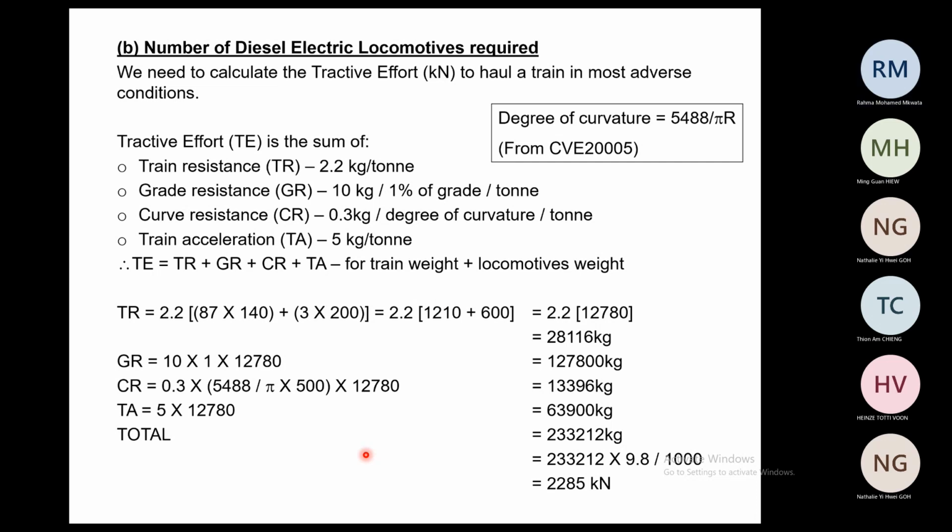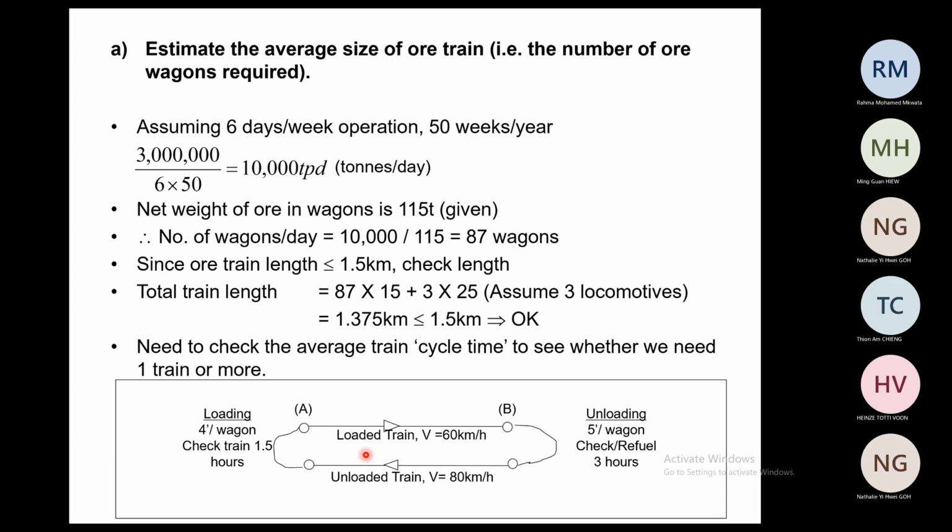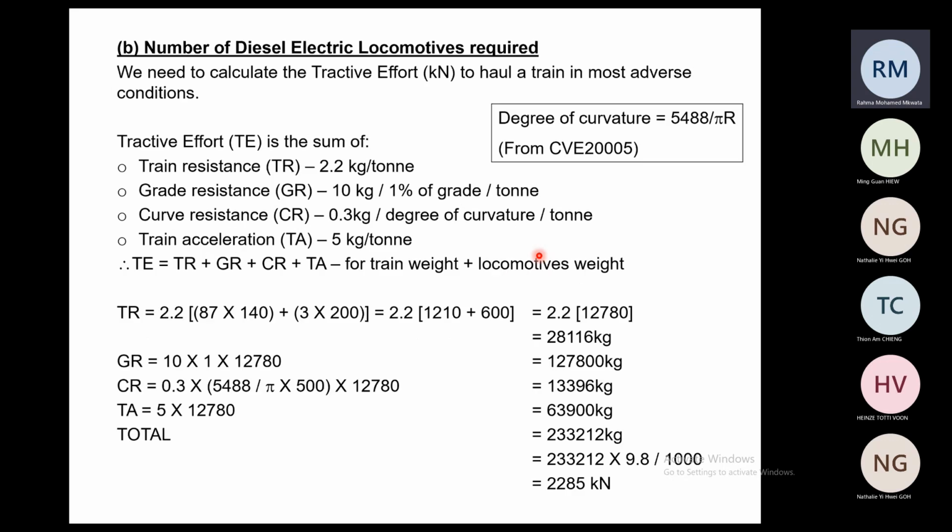All right. So for this entire operation, to move the 10,000 tons per day, every day, we need 87 wagons per train, and we also need 3 locomotives to move the 87 wagons. Okay, that is the last part of the tutorial.